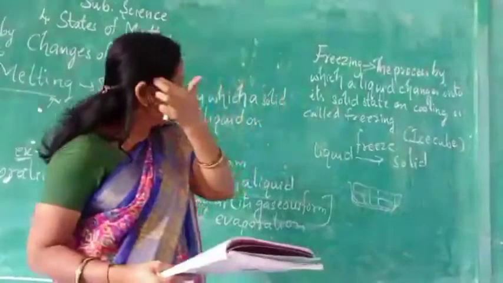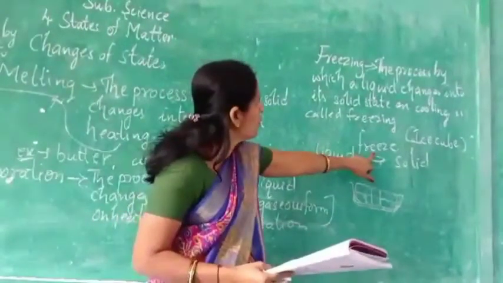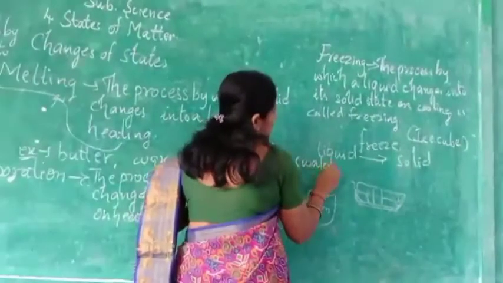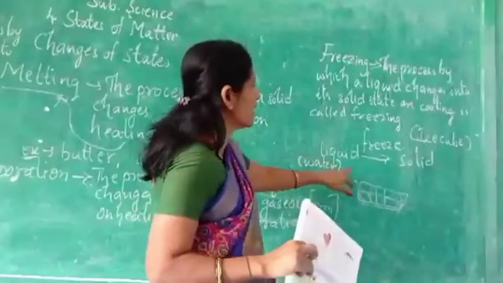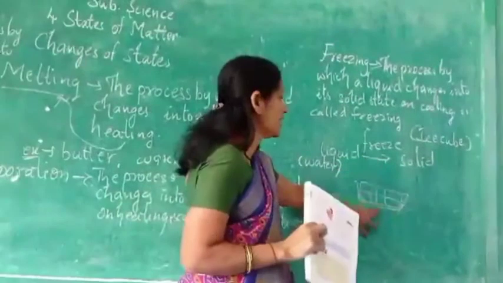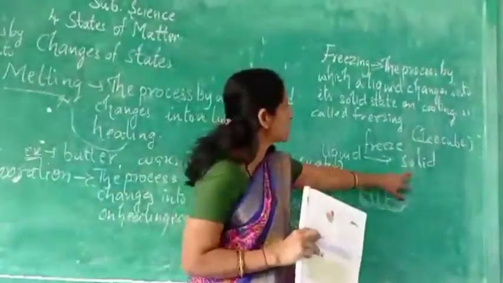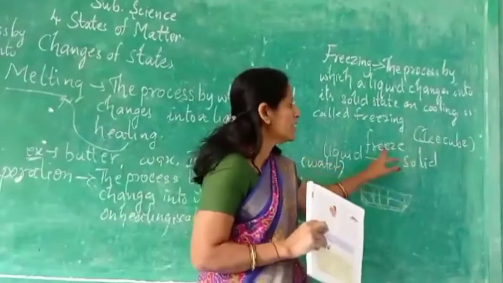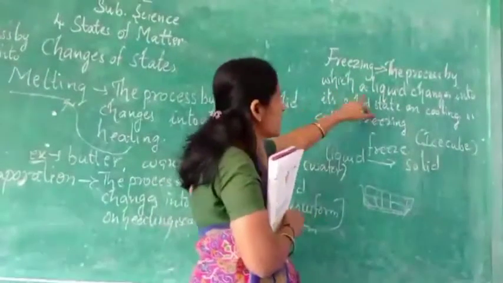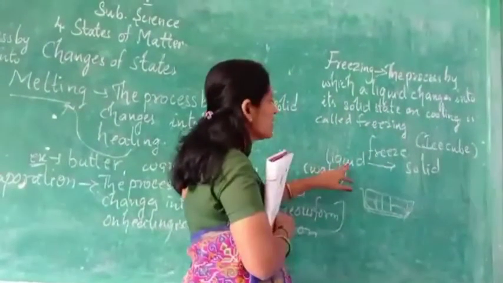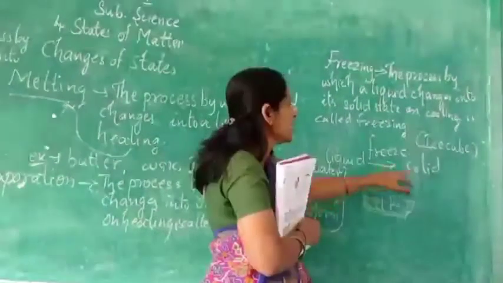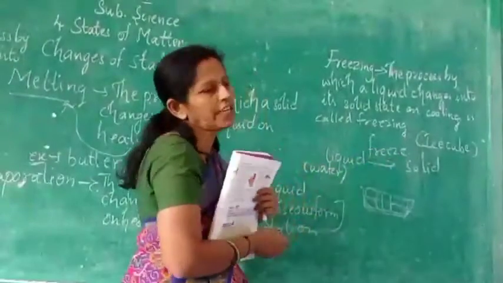The liquid we are changing into a solid. The liquid means what? We are taking the liquid as water. This water is kept for changing into a solid. How? We take the water and put it in the freezer. After that, what do we see? Ice cubes. After cooling, we got freezing. Yes or no? We got the ice cubes. The process by which a liquid changes into solid state on cooling is called freezing. Okay, did you understand?